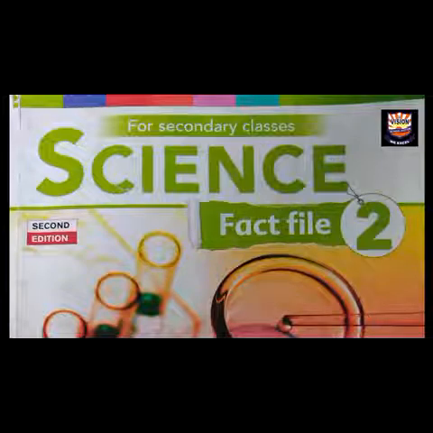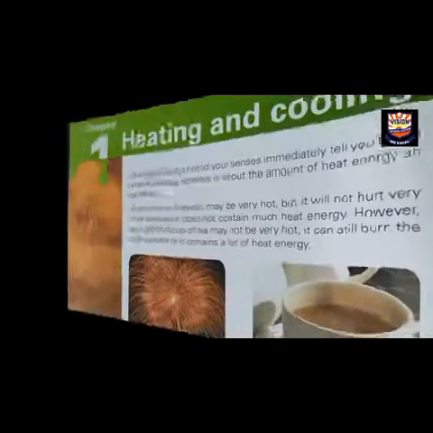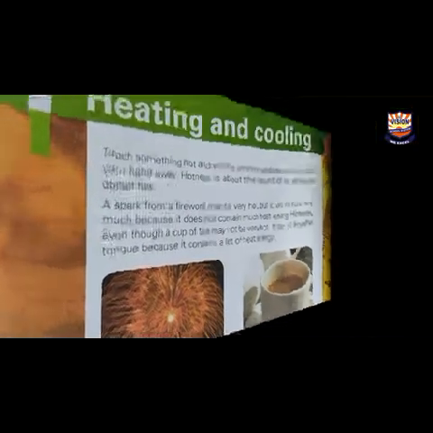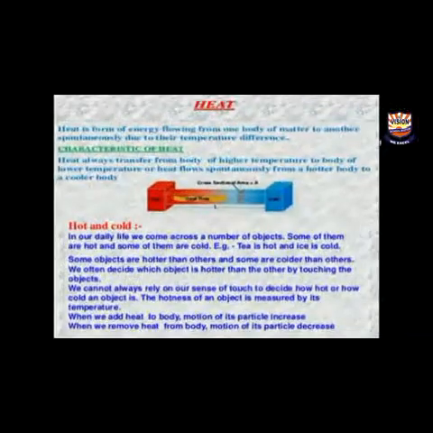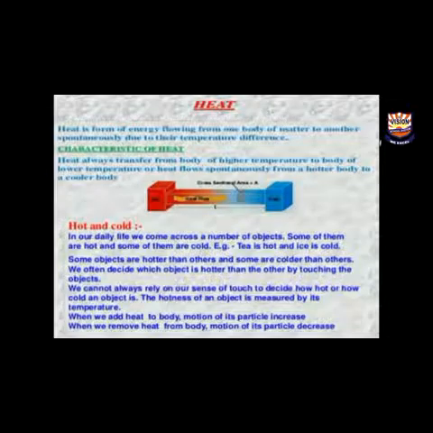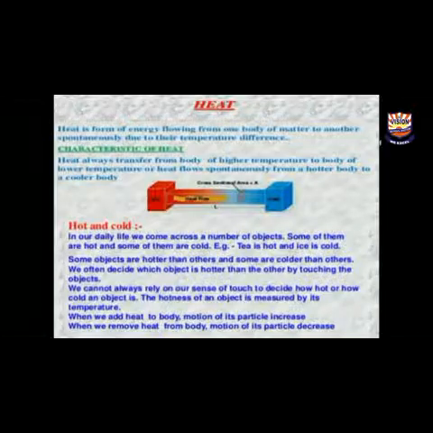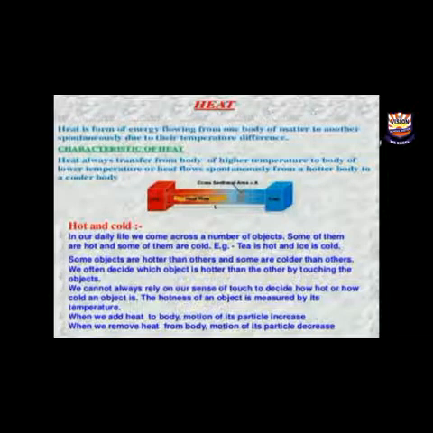First of all, I have to show you the preview of our subject book, and our topic is heating and cooling. Let me explain what actually heat is. Heat is the form of energy flowing from one body of matter to another spontaneously due to their temperature differences.